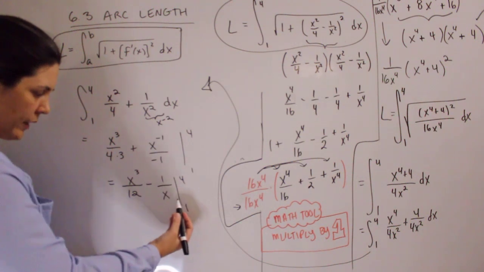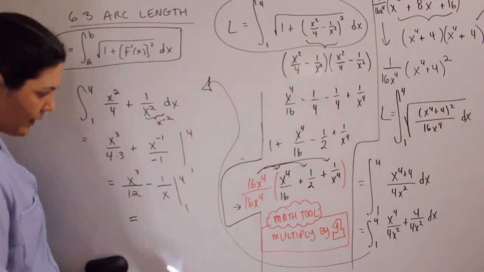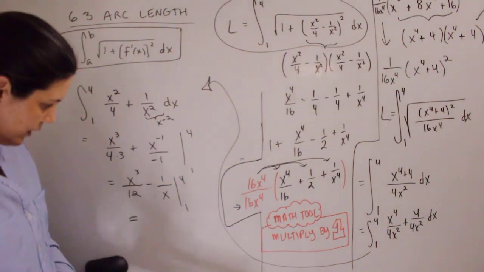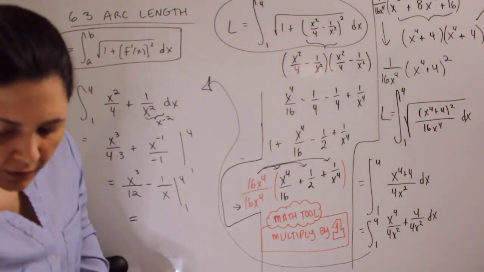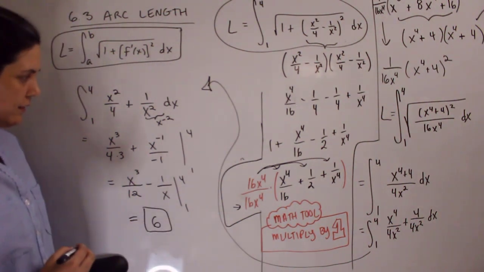So I'll let you plug in these numbers, plug in 4, and then subtract when you plug in 1. And then when you do this, let's see what you end up with. You will get a final answer of 6 units. All right.